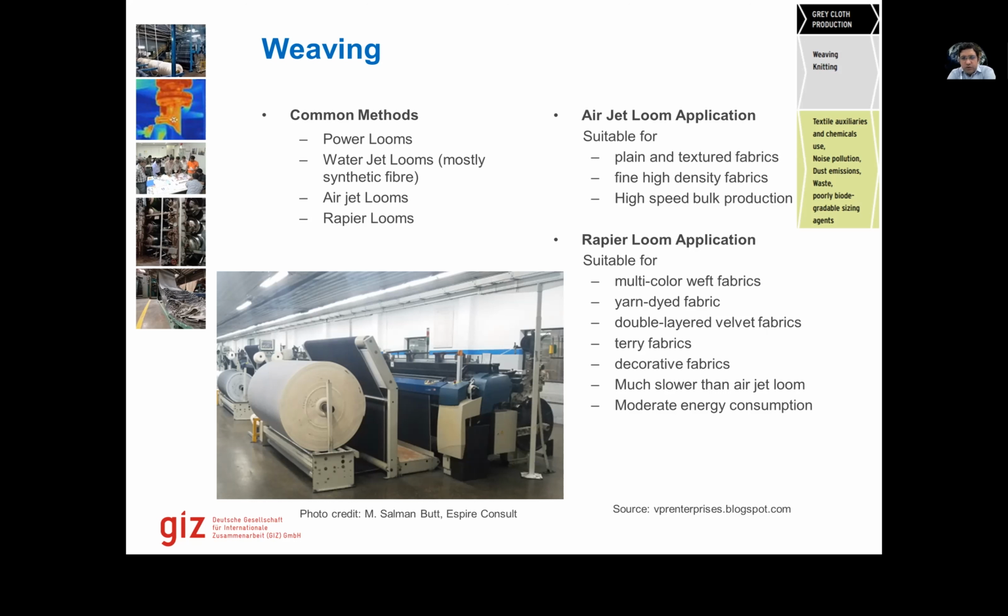Rapier looms, we can have multicolor weft as well here. Then we can use dyed yarn here as well to produce fabric. I mean, dyed yarn can also be used in air jet looms, by the way, but it is more recommended to use rapier looms. Then we can have double layered velvet fabrics, terry fabrics, decorated fabrics. These are slower than air jet looms, but the energy consumption is also moderate.